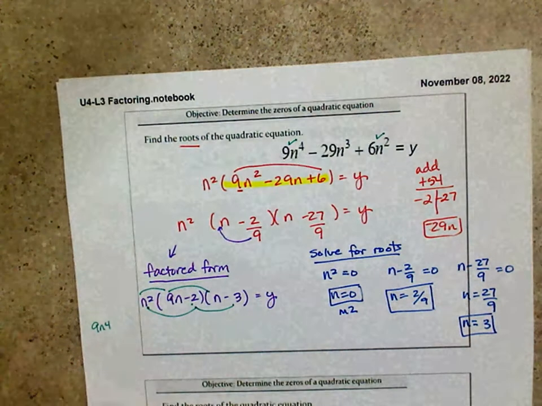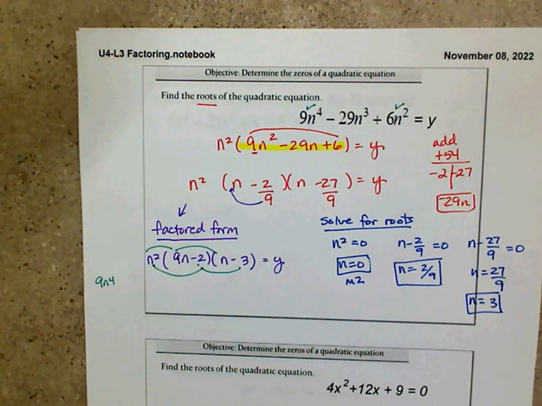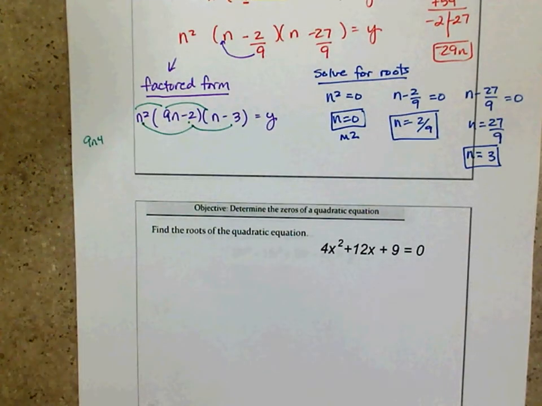All right, not bad, right? Okay, let's go ahead and go to the next one. Now, how many terms do you see? 1, 2, 3. Is that a perfect square? What's the square root of that?